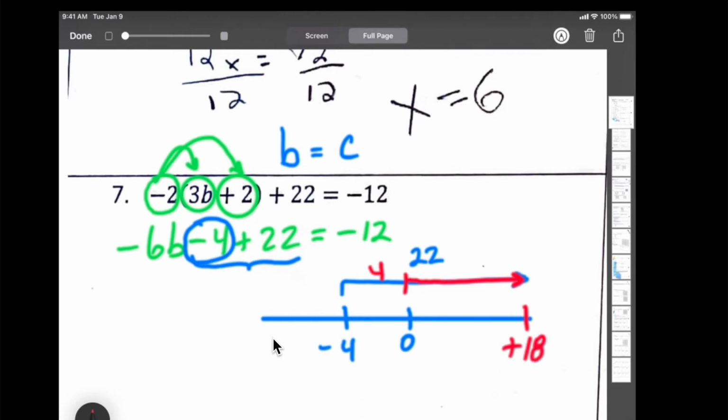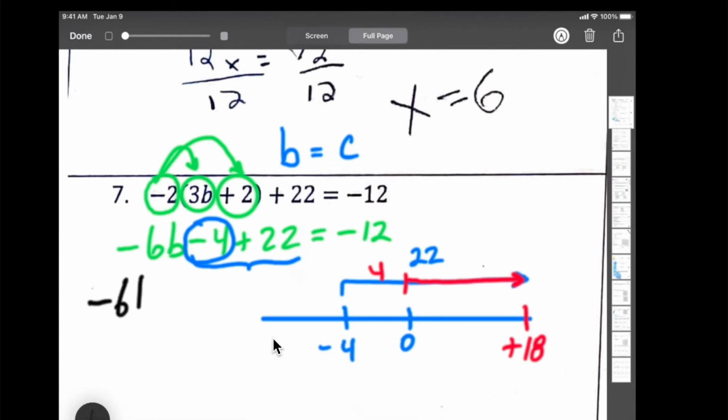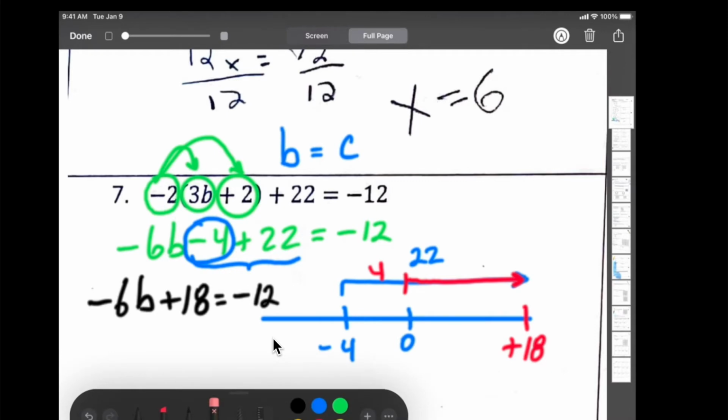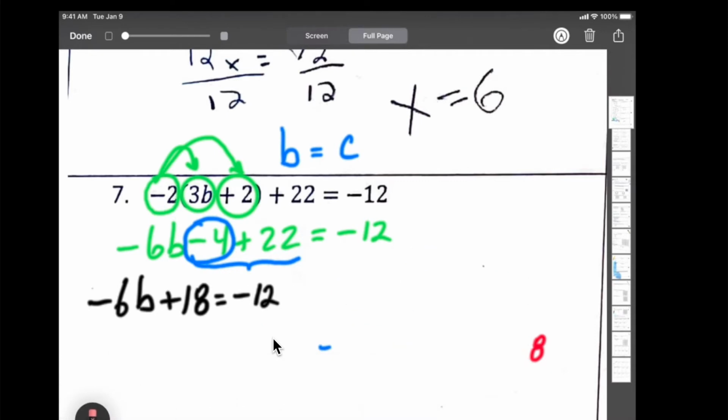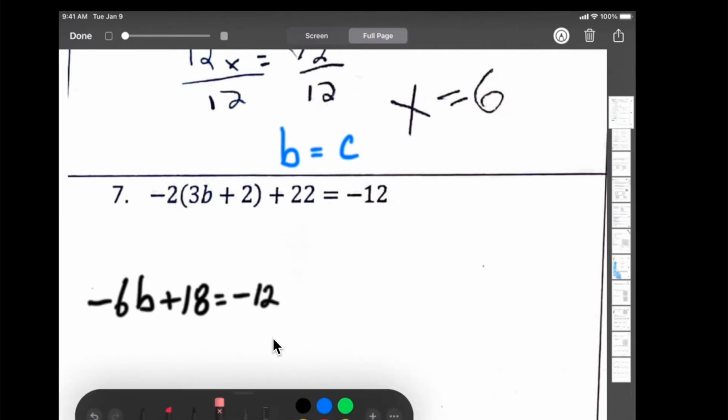So I'm going to go ahead and rewrite this as -6b plus 18 equals -12. All right, keeping in mind our schematic up top, we want to get all the constants, all the numbers, on the right side. The schematic is up here in blue, right here.